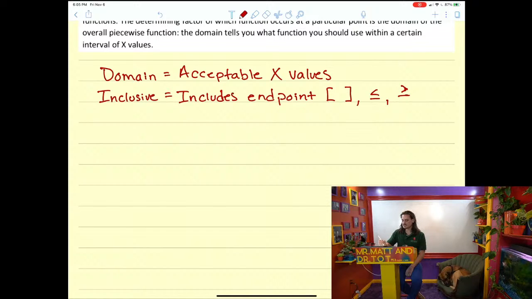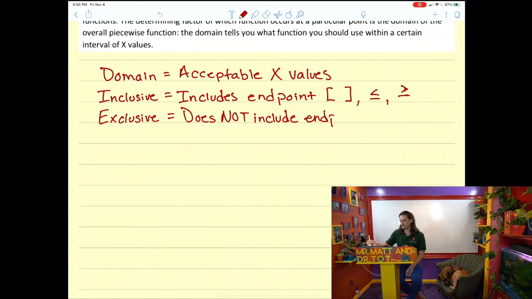However, if you have an exclusive domain, that means that it does not include the endpoint. And that's usually given, if it's using a bracket form of notation, then you would use a parentheses here, or less than or greater than. Notice not the less than or equal to, and not the greater than or equal to.